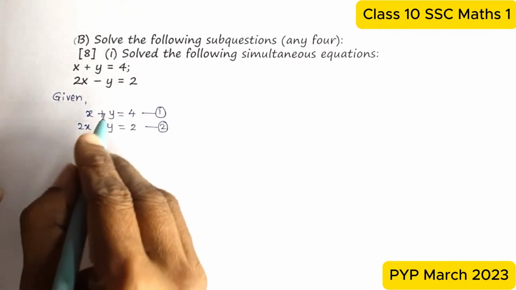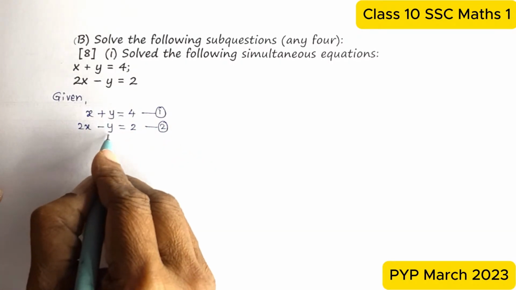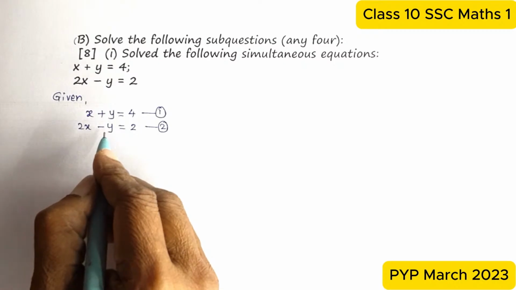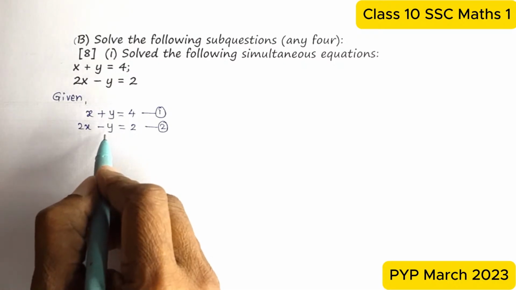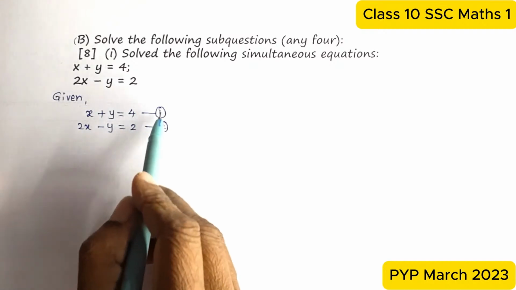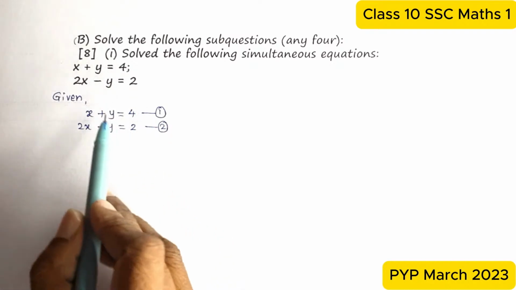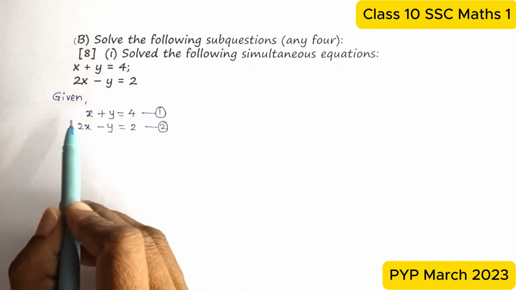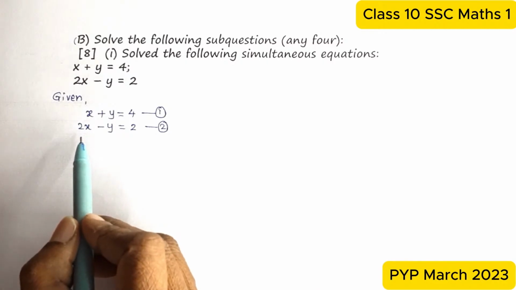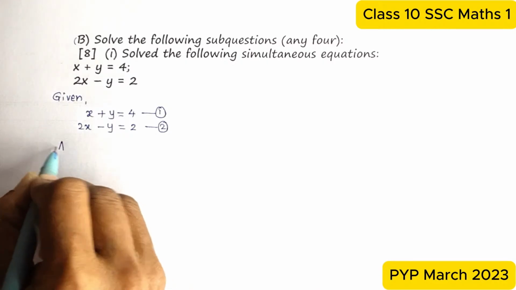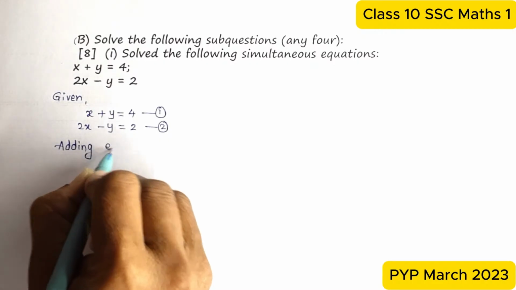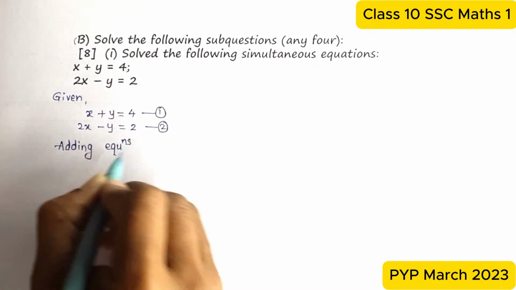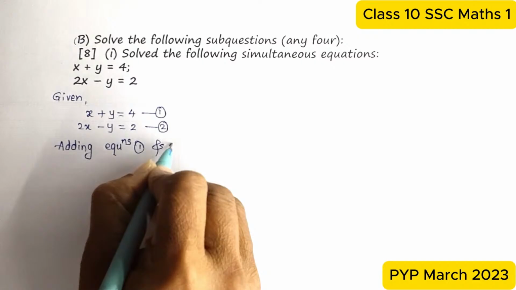Now here students, plus y and minus y here. Okay, you should carefully observe the given equations. So here plus y, minus y, if you add these equations, then these y can be cancelled out and you can get the value of x students. So here I write the instruction, that is adding equations 1 and 2.